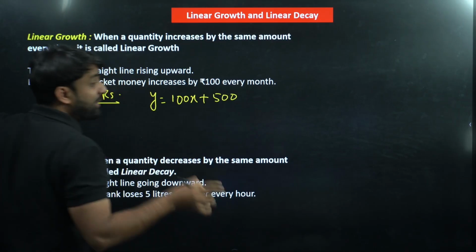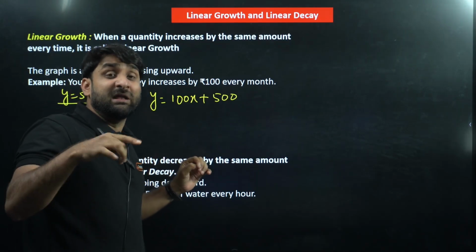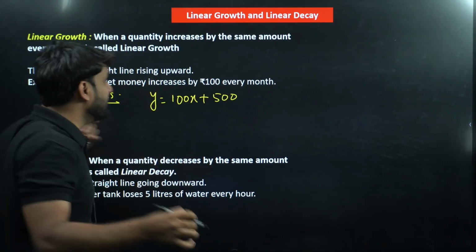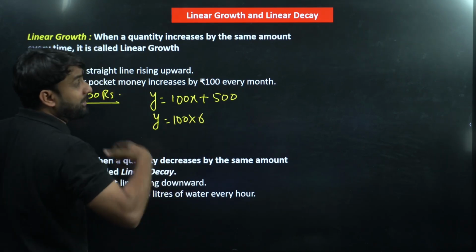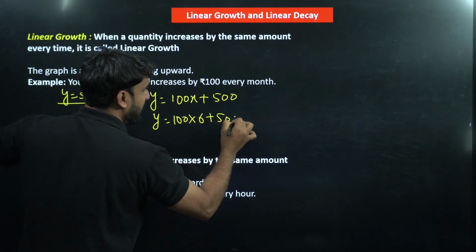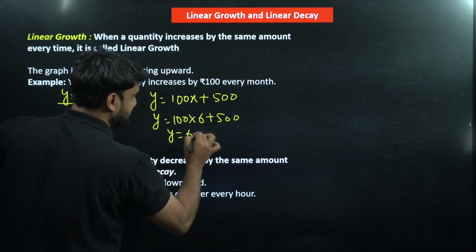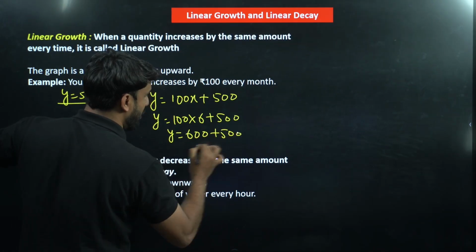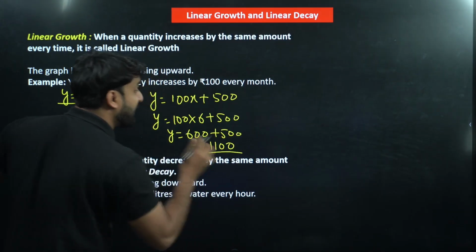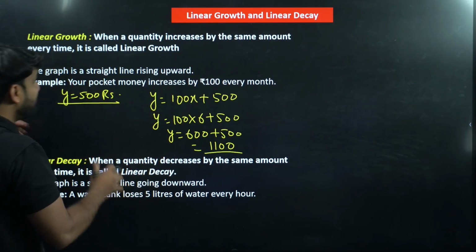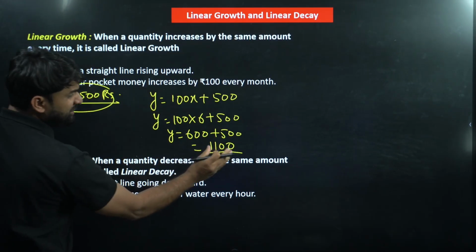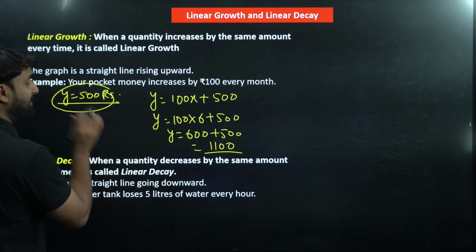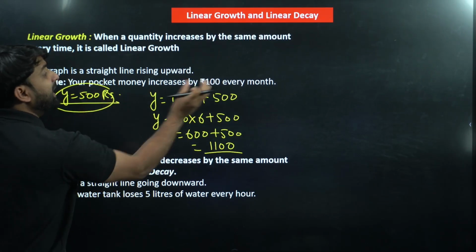500, right? Now I'm asking how much money will he have after 6 months, so we can put here 100 into 6, because we are talking about the after 6 months scenario, so this is equal to 600 plus 500. Now he has 1100 rupees. Now can you see here, previously he had 500 rupees, now he has what, champion? 1100. It means that he is saving 100 rupees every month.